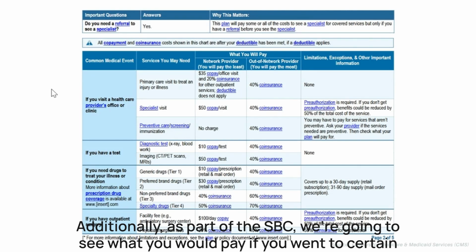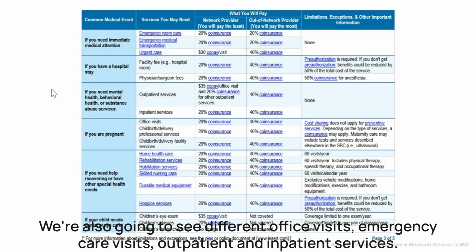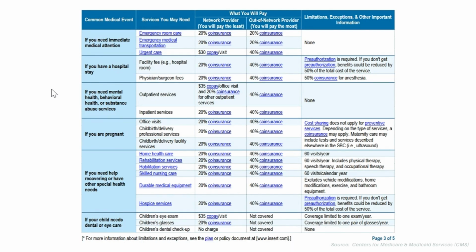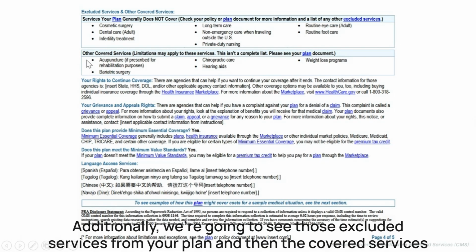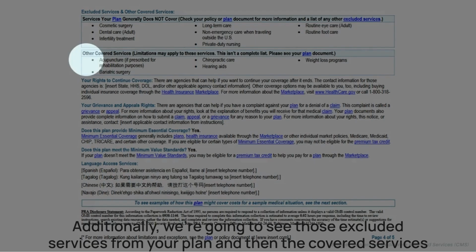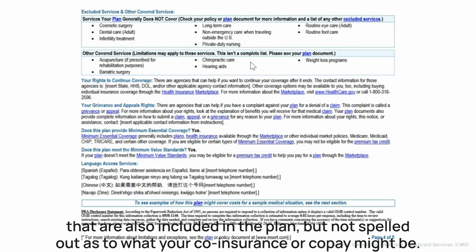Additionally, as part of the SBC, we're going to see what you would pay if you went to certain doctor's visits, if you had certain tests, or if you're being treated for certain conditions. We're also going to see different office visits, emergency care visits, outpatient and inpatient services. Additionally, we're going to see those excluded services from your plan, and then the covered services that are also included in the plan, but not spelled out as to what your coinsurance or copay might be.